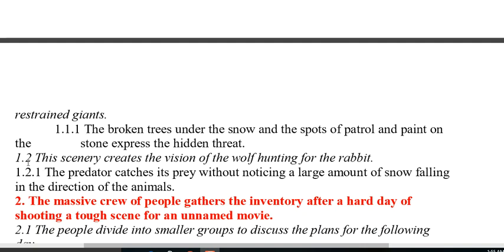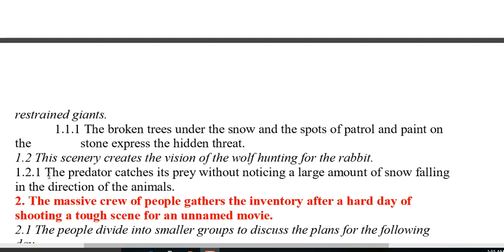Now 1.2, the scenery creates the vision of a wolf hunting for the rabbit. Fine. It is the second point of section 1. Clear? The scenery creates the vision of the wolf hunting for the rabbit. Well, now 1.2.1, it is the second point.